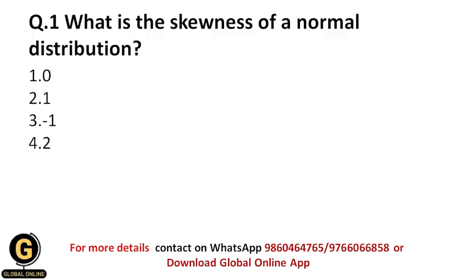Okay, so students, let us start with our today's session now. What is the skewness of a normal distribution? The meaning of skewness is asymmetry, and a normal distribution means it has a symmetrical data distribution.